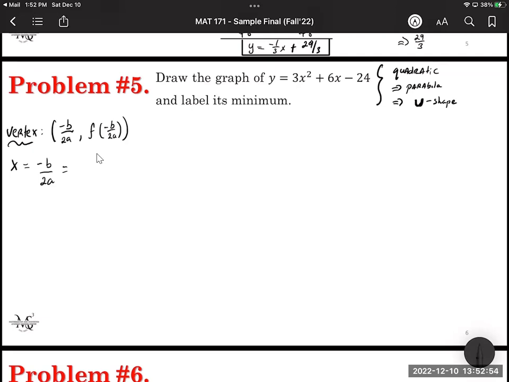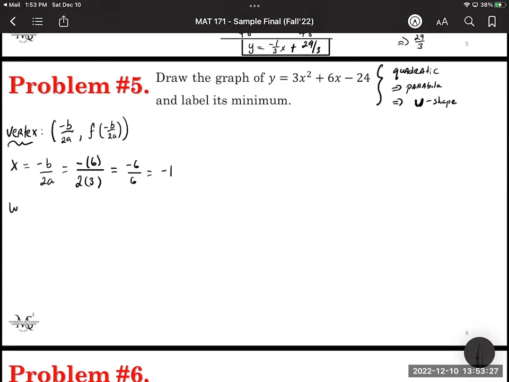B is going to be 6, so we're going to have negative 6 on top. And on the bottom, you have 2 times the value of a. So what is the value of a? 3. The value of a is 3. So what's 2 times 3? That's 6. So you're going to get negative 6 on top over 6, which is negative 1.